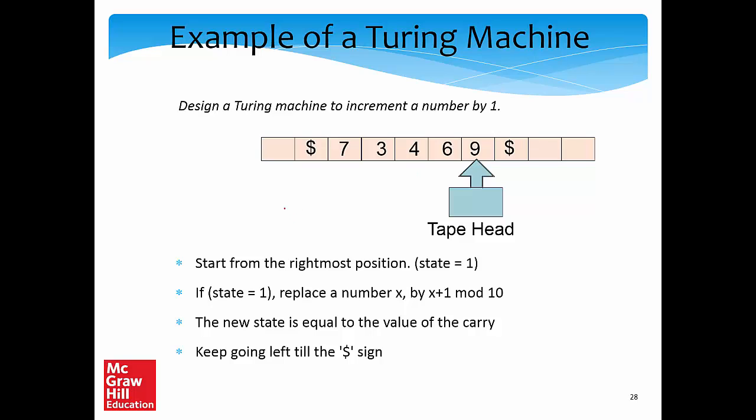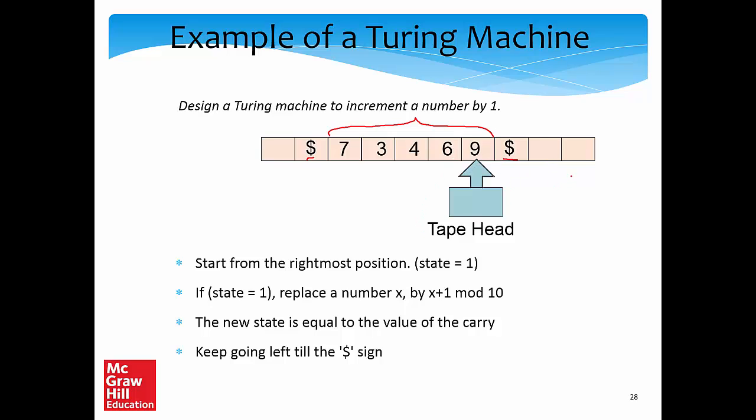Let us assume that we have a number that is written on the tape of the Turing machine, where each cell contains a single digit and it is demarcated on both sides by dollar signs. The tape head starts from the units place, and what we want to do is increment the number by 1, add 1 to it.